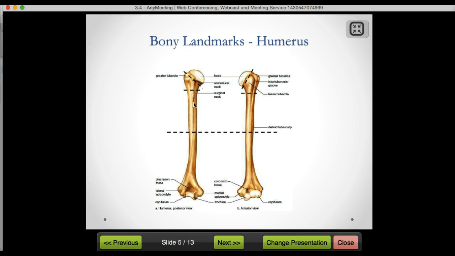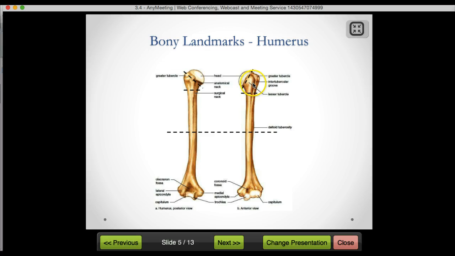So we have the posterior view. Again, if you're looking at the backside of somebody, this would be the backside of their humerus there, and that is the left. Again, this would be a left humerus. And so we have the greater tubercle, which is a major prominence, the big bump that you feel if you were to palpate somebody's shoulder, somebody's humerus, and that's where a lot of muscles like to attach.